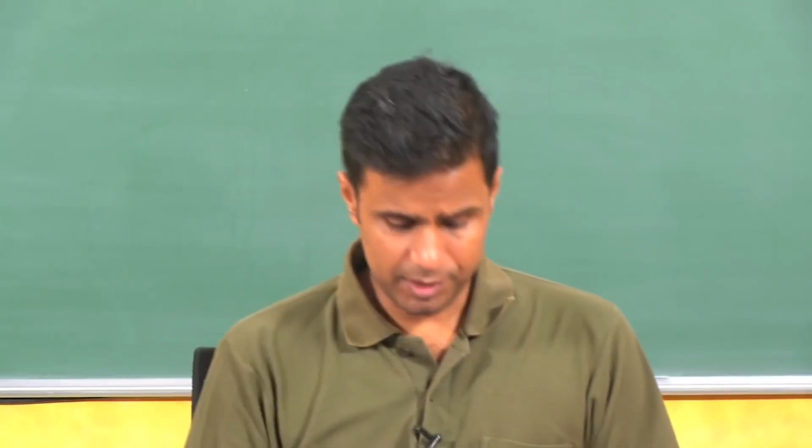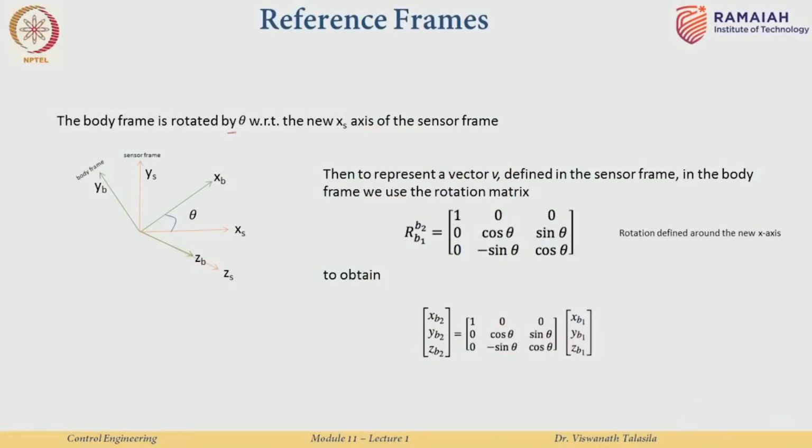Step 2: let us say that your body frame was now rotated by some theta about the x axis. In the previous case it was gamma about the z axis, now it is theta about the x axis.